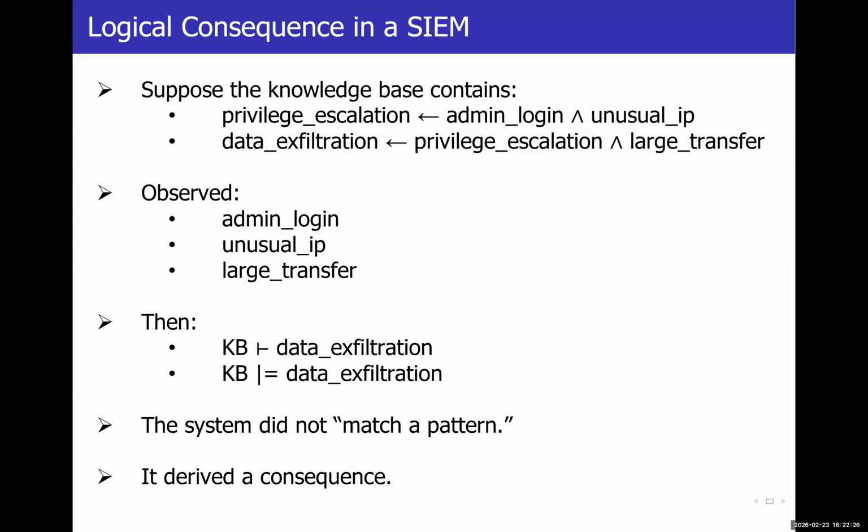Now assume the system observes an admin login, an unusual IP, and a large transfer. Because those conditions satisfy the rules, the system can derive data exfiltration. It did not match a pattern randomly. It followed the structure of the rules. So this is logical consequence in action.